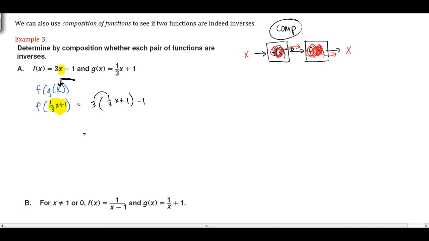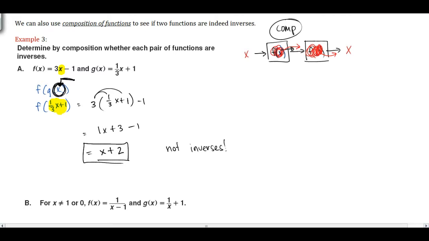So distributing the 3 through, I would get 1x plus 3, and then minus a 1 on the back. And as I combine these terms, I get x plus 2. And then I stop and say, uh-oh, something bad has happened. I plugged an x into your equation, and it came out as an x plus 2 after I put it into both equations, both into g and both into f, into the composition of those two. It didn't come out as an x. So bam, something's wrong, right? And so therefore, these are not inverses, and I can tell right off the bat.